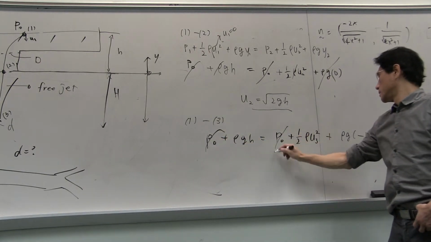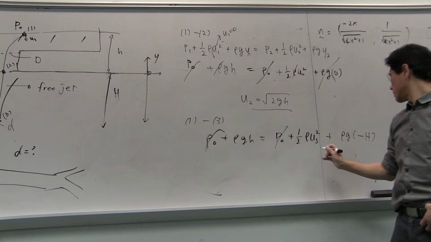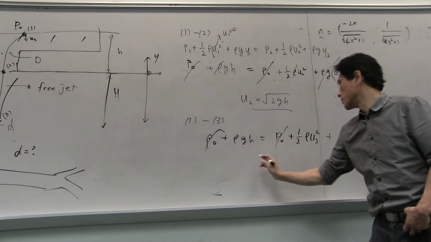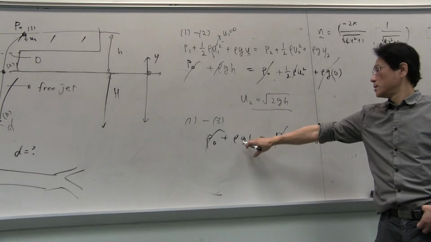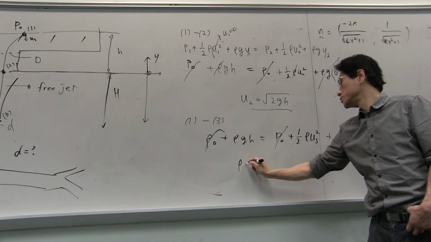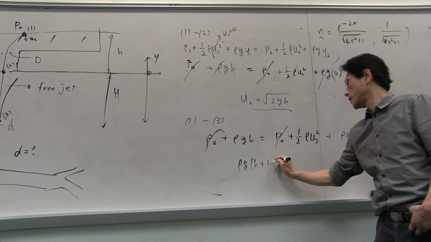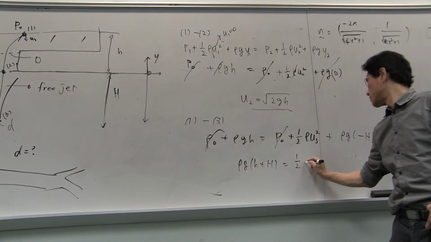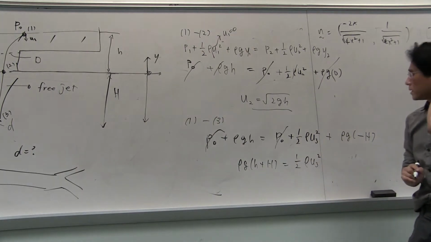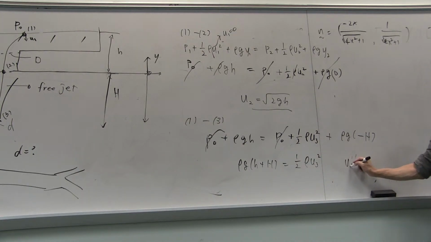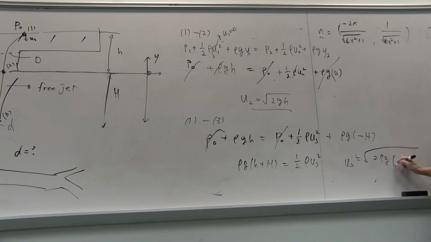So with manipulations, you move this part to the left-hand side, then you get rho g times (H plus capital H) equals half rho U3 squared. So then your U3 is the square root of 2g times (H plus capital H).